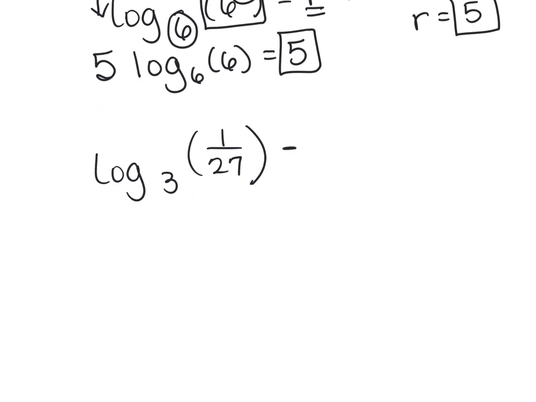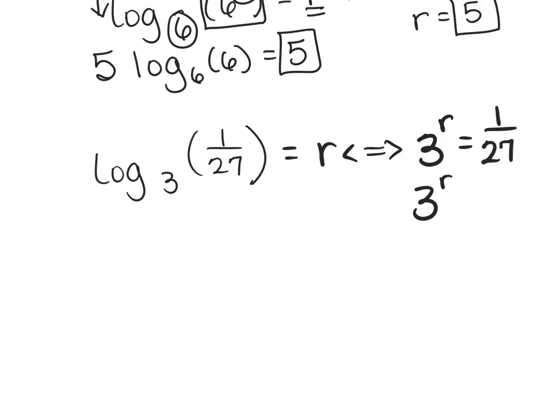And this last one, we have set this equal to r again. So rewriting, I have 3 raised to the r exponent is equal to 1 over 27. And I know that I can rewrite 27 as 3 to the negative 3rd power. So r is equal to negative 3.